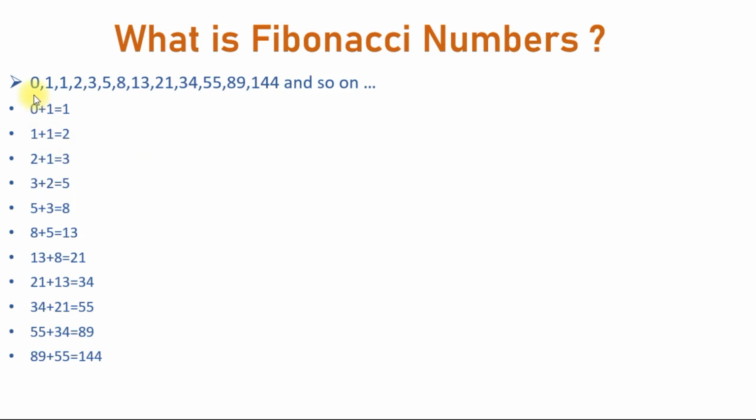The Fibonacci numbers start with 0, then 1, 1, 2, 3, 5, 8 and so on. So how are these numbers calculated? That is 0 plus 1 equals 1, and next is 1 plus 1 equals 2, 2 plus 1 equals 3, then 5 plus 3 equals 8, then 8 plus 5 equals 13, then 13 plus 8 equals 21. By adding the two preceding numbers, we get the next Fibonacci number. So the numbers go from 0 to infinity.